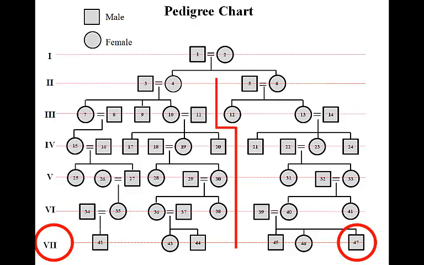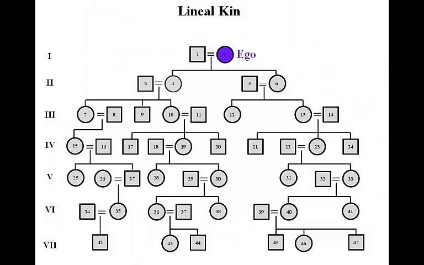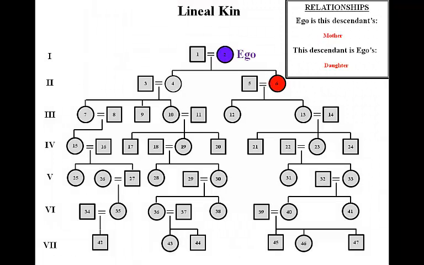We can divide this into 2 family lines based on daughter number 4 on the left and daughter number 6 on the right. These are collaterals. Let's start with the lineal kin of this chart. We designate number 2, the matriarch here, as ego, and then her descendants.